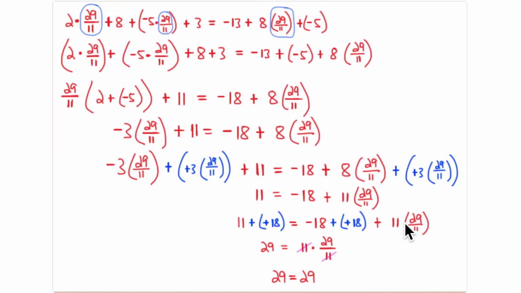On this side you're left with 11 of those 29/11ths. Well, 11 of 29/11ths means you're going to have 29 whole things left. So 11 divided by 11 is 29. Or 11 times 1/11th is 29. So anyway, you get 29 equals 29.